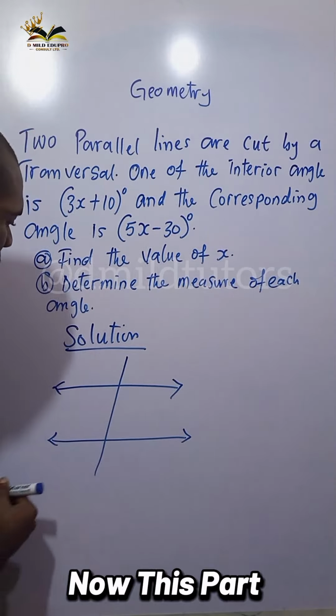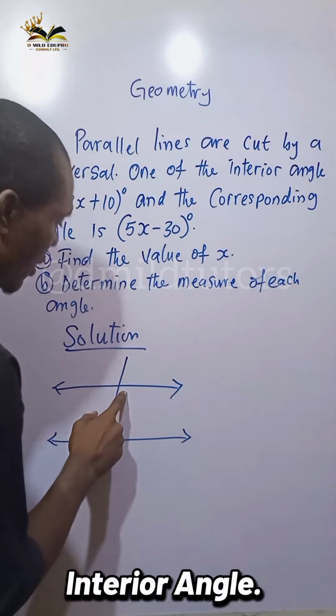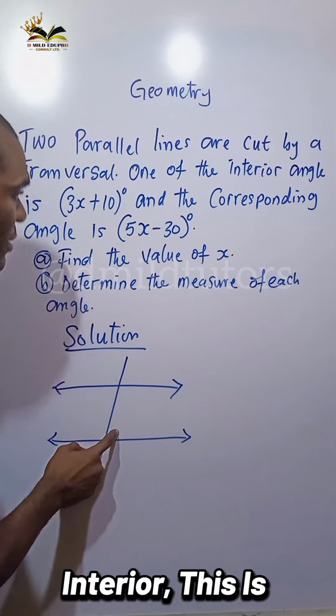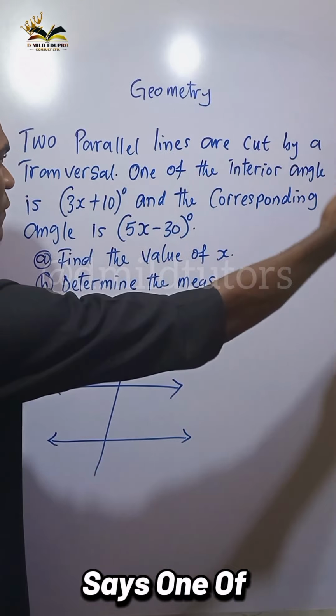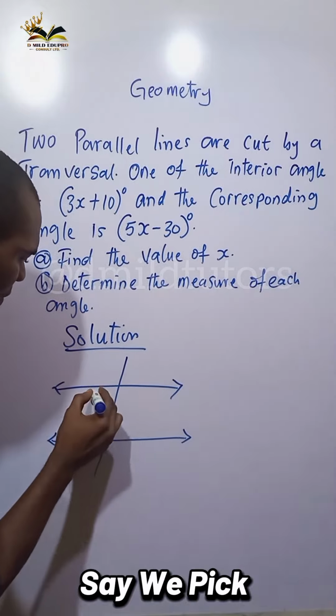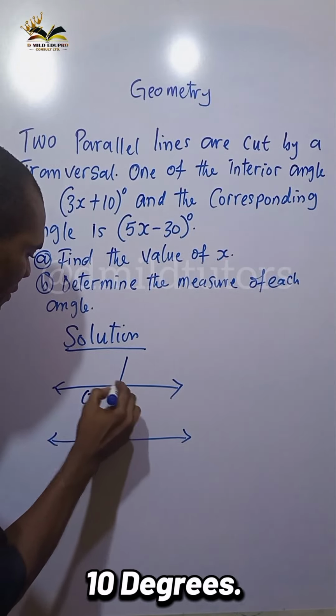Okay. Now, this part here is an interior angle. This part also is an interior angle. This is an interior, this is an interior. But the question says one of the interior angles, so you can pick any of these. But let's say we pick this. Let's say this is 3x plus 10 degrees.